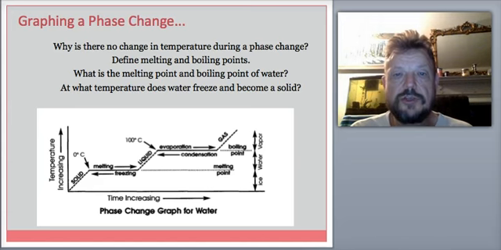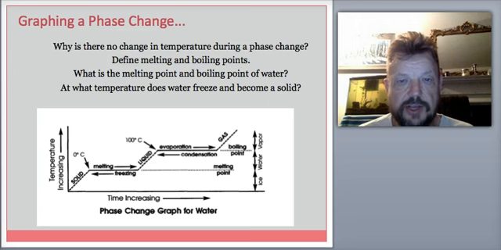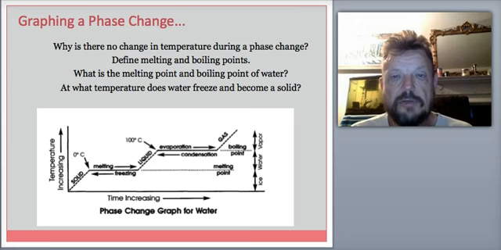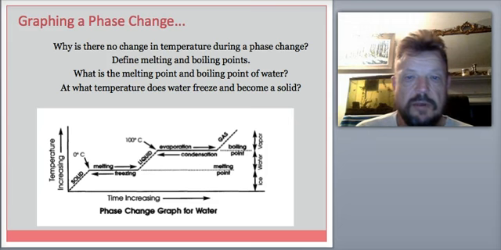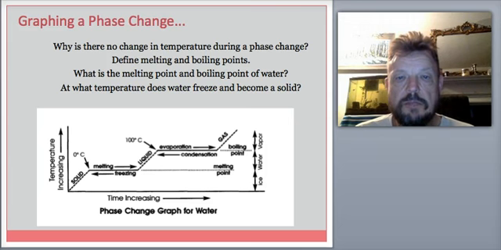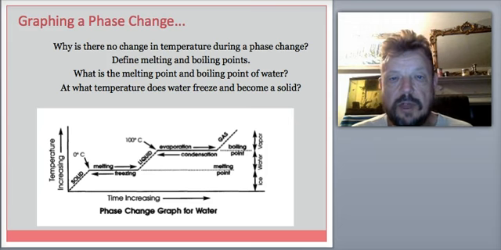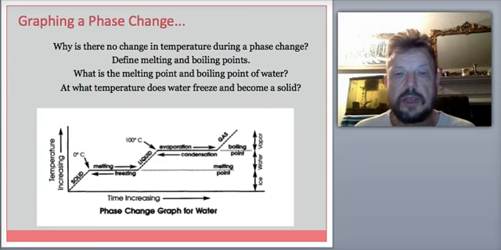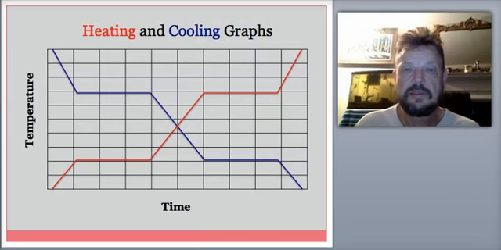A couple of things you should think about. Why is there no change in temperature during a phase change? Be able to define melting and boiling points. What is the melting point and boiling point of water? And at what temperature does water freeze and become a solid?